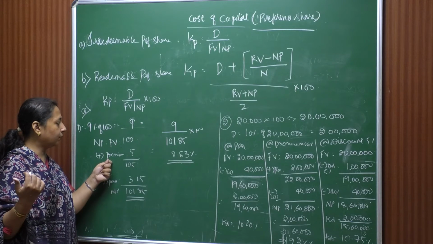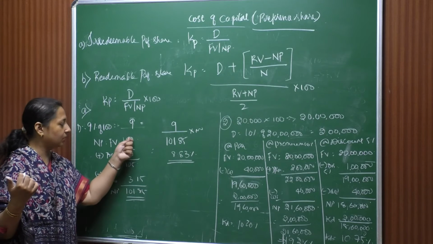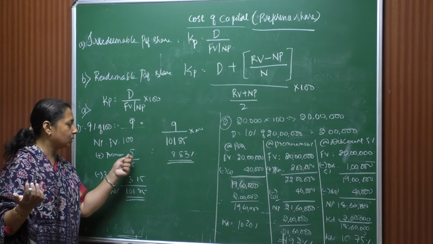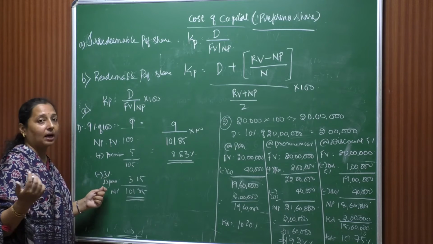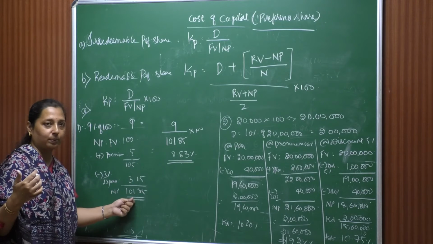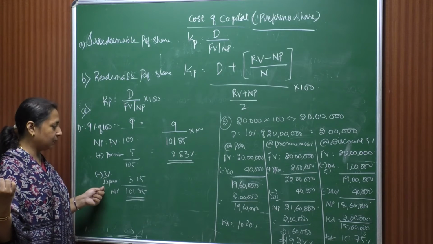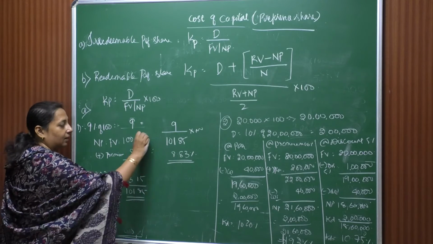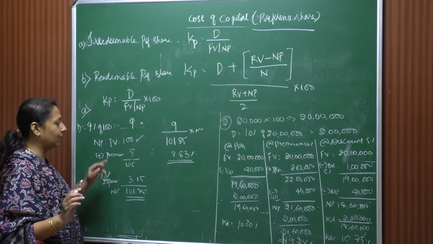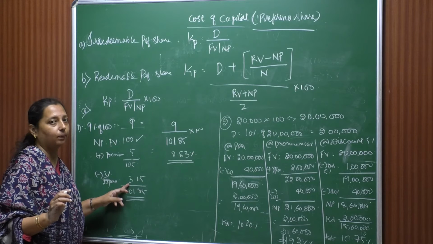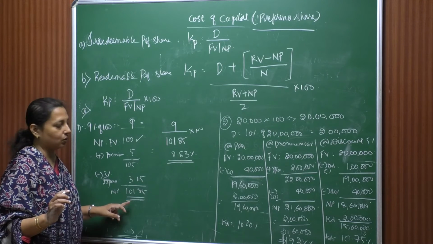The premium is 5 rupees, they have clearly mentioned it as 5 rupees, so it is not a percentage. So 100 plus 5 rupees is 105. The expenses are 3%. This 3% should be calculated on the face value, not on the adjusted value. That will come to 3.15. So your net proceeds are 101 rupees 85 paise.